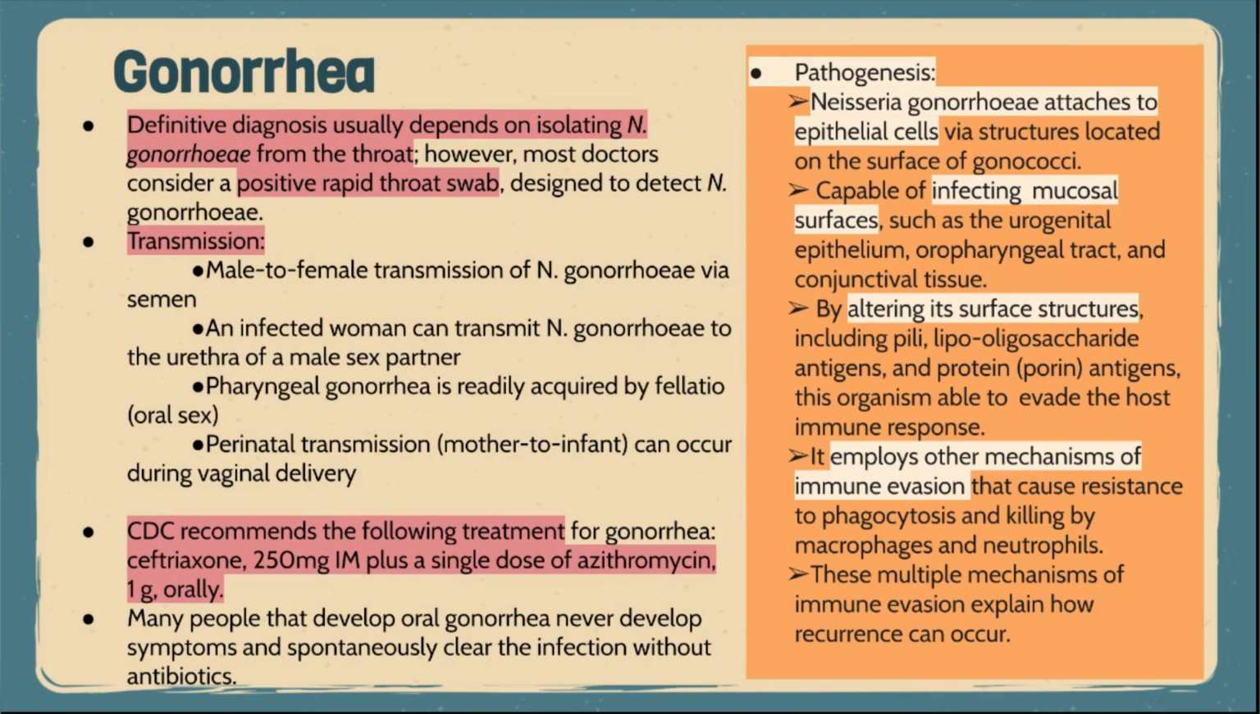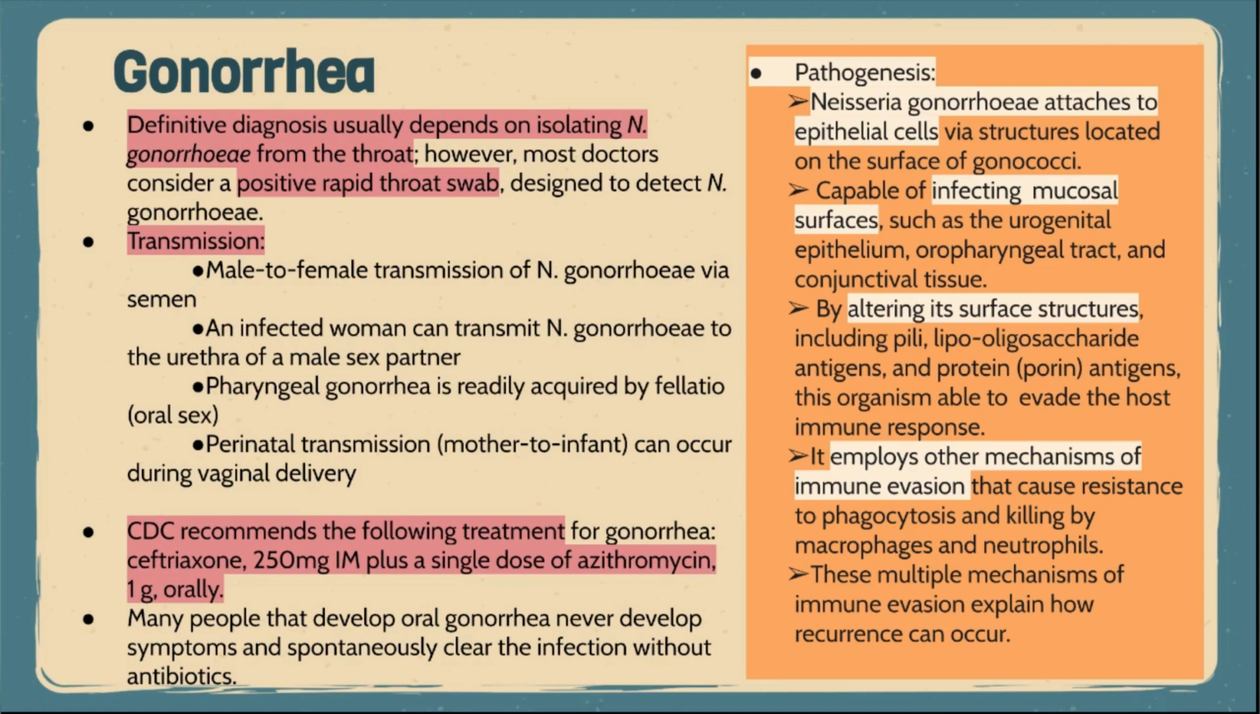Gonorrhea infections can be transmitted in many ways, such as those that have been stated on the slides. The pathogenesis of the infection includes the attachment of the bacteria on the epithelial cells, and after that it will infect the mucosal surfaces, alter the surface structures, and lastly evade the host immune response. CDC recommends that the treatment for gonorrhea includes ceftriaxone 250 mg IM plus a single dose of azithromycin 1 gram orally. But many people who develop oral gonorrhea never exhibit any symptoms and spontaneously clear the infections without any antibiotics.